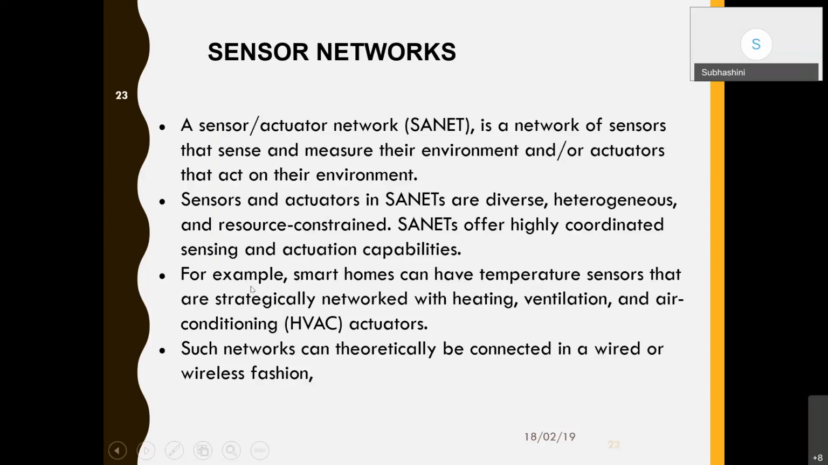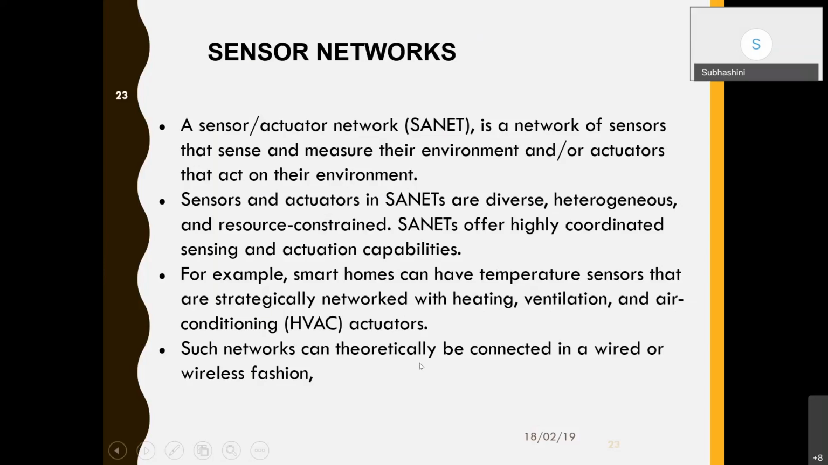Okay, so for this we have one example of a SANET, which is the HVAC system. I told you HVAC is heating, ventilation, and air conditioning systems. Here you have sensors along with actuators for performing heating, ventilation, and air conditioning. So these HVAC actuators are all connected to the temperature sensors. This together forms a SANET. Temperature sensors along with HVAC actuators, when I connect them in a network, form a SANET.